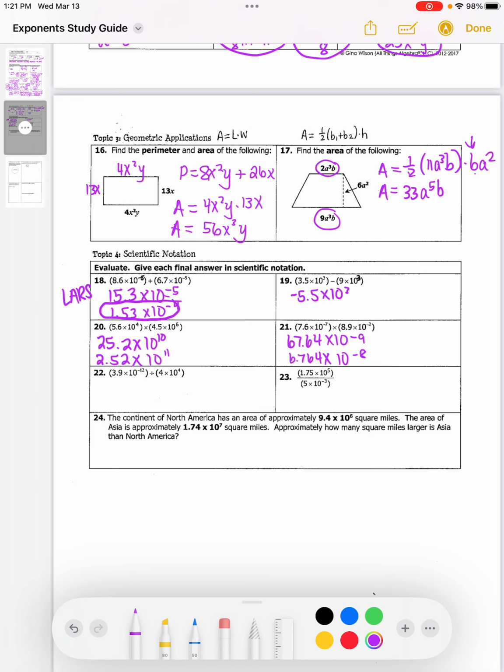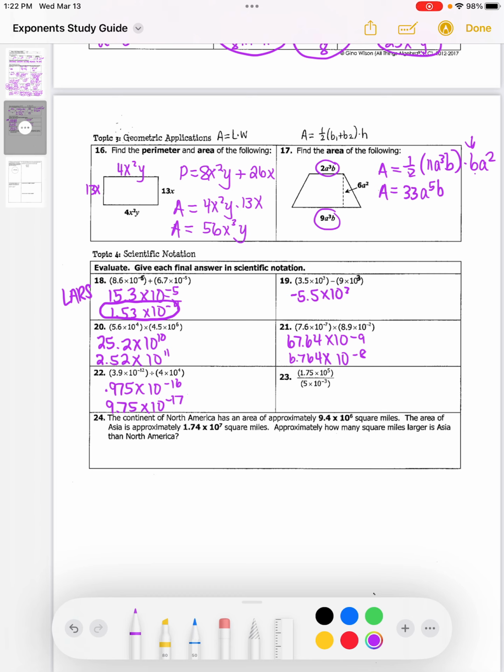22 is a division problem. Be careful. 3.9 divided by 4 is 0.975. And when we are simplifying the exponents, we subtract. -12 minus 4 is what you would do, and -12 minus 4 is -16. All right, once we do that, then we have to move the decimal point over. So 9.75 times 10 to the, we're moving it to the right this time. So since we're moving it to the right, we subtract 1, so it's going to be to the -17th power.